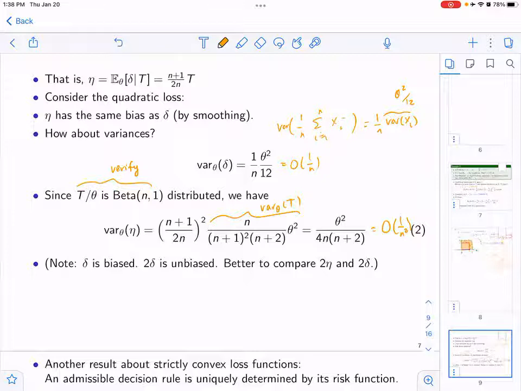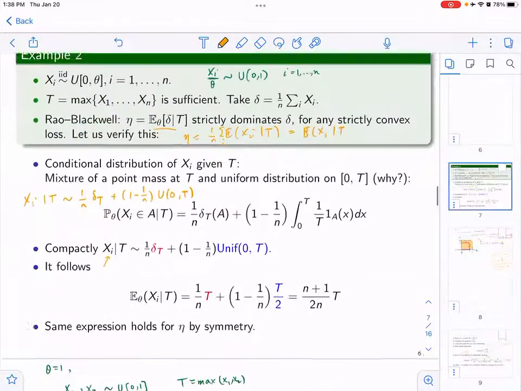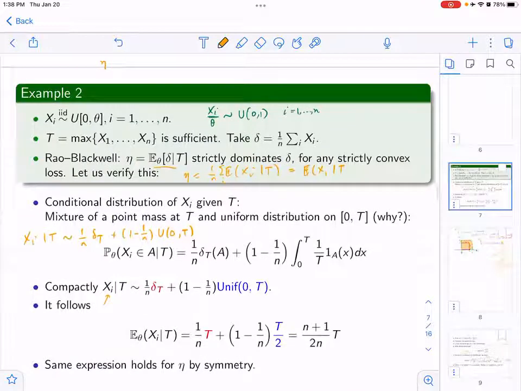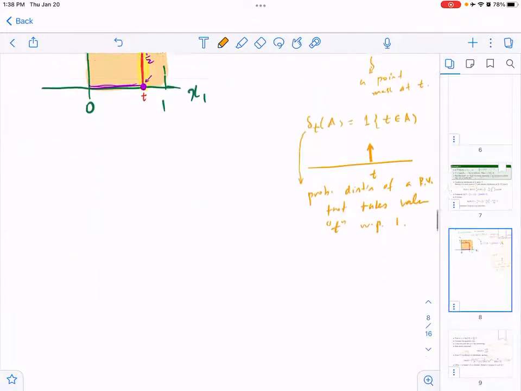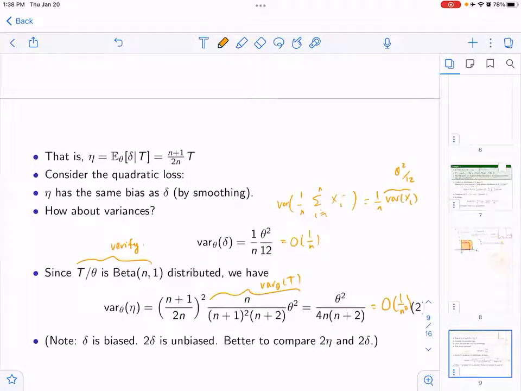Questions? Comments? Is this clear? So this is Rao-Blackwell verified in this case. Rao-Blackwell says that it's better to form an estimator based on the maximum, not the average. And the maximum, in fact, beats the average by a factor of n in terms of the MSE, which is really interesting.